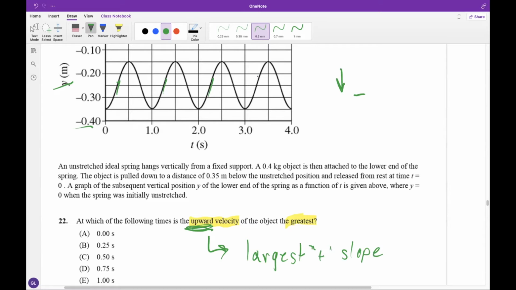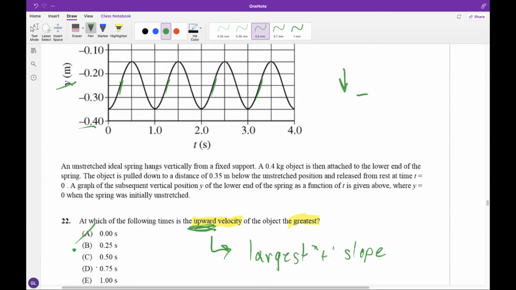Let's go right here. So 0 seconds, nope. 0.25 looks pretty good. 0.5 seconds, no, the velocity is 0 at that point. 0.75 sounds good, but it's negative. So not this one. And then 1 second again, it is 0. Well, bam.